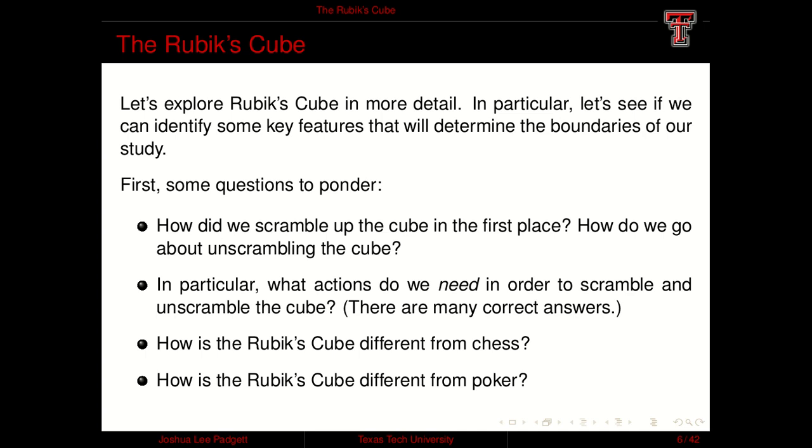Some things to think about as we're moving forward: how did you scramble up the cube in the first place? And how do we go about unscrambling it? Well, we've laid out things pretty simply. They're rotations of faces. This motivates the second thing, which is what actions do we need? And there are many, many correct answers. What I'm trying to motivate here is, what are the primary actions that we use in the unscrambling?